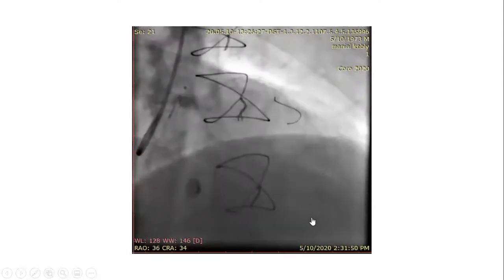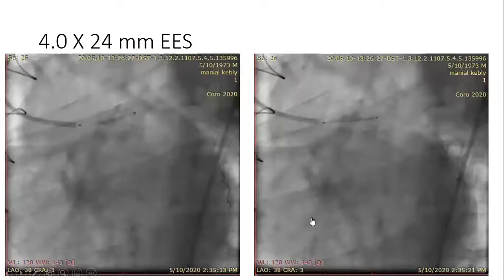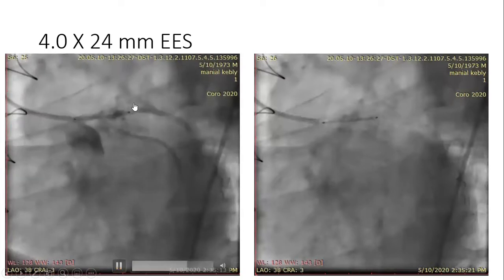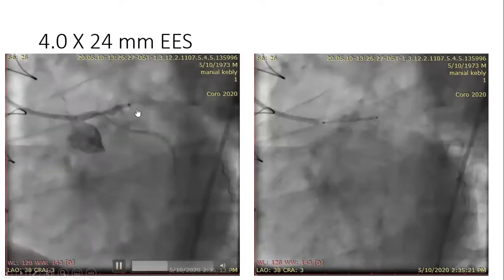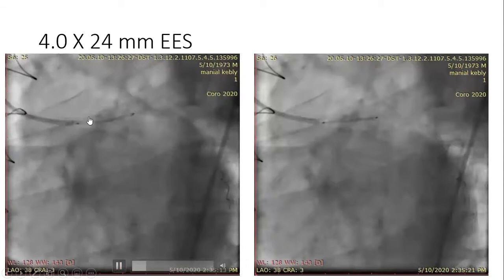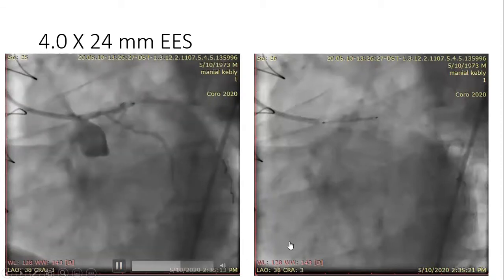And this is the image after the diagonal stent. Then we did stenting with a 4.0 by 24 millimeter everolimus-eluting stent. If we had, of course, a 4.5 millimeter stent, it would be better. However, the largest diameter in our lab was a 4 millimeter everolimus-eluting stent. So we stented the proximal LAD from the distal stent, overlapping with the distal stent, back to the ostium of the left main.